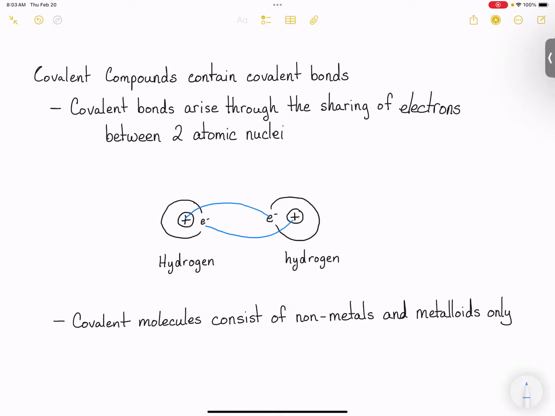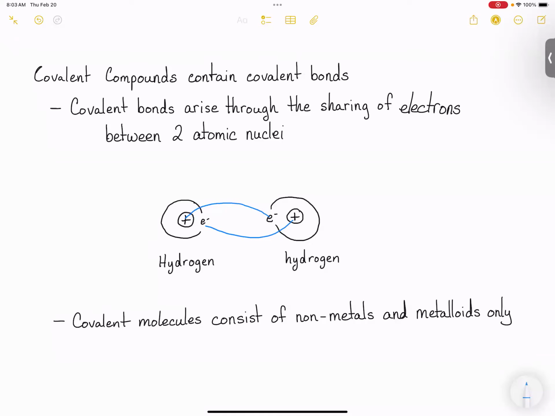So it's still an electrostatic attraction, but it's different than what we've been dealing with when we've been talking about ionic compounds, because in an ionic compound, that electrostatic attraction came from a positively charged atom and a negatively charged atom. With a covalent compound, the atoms are not charged, they are neutral. It is simply sharing electrons between the two atomic nuclei.